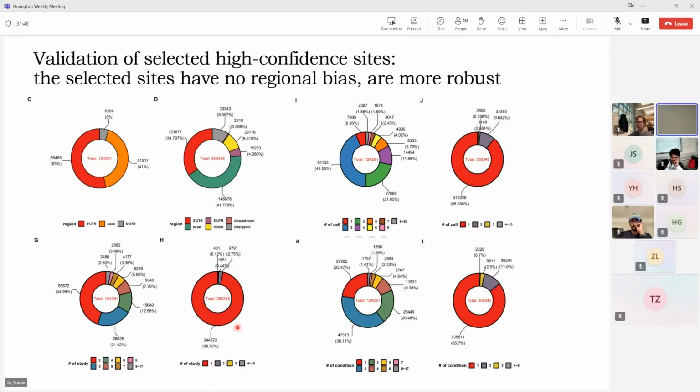So the reproducibility of those excluded sites was extremely low in general, and the reproducibility across cell lines or conditions was also extremely low in the excluded sites versus the selected sites. So the conclusion is, even though we applied the threshold ourselves, they have no regional bias and they are more robust than the excluded sites in general.